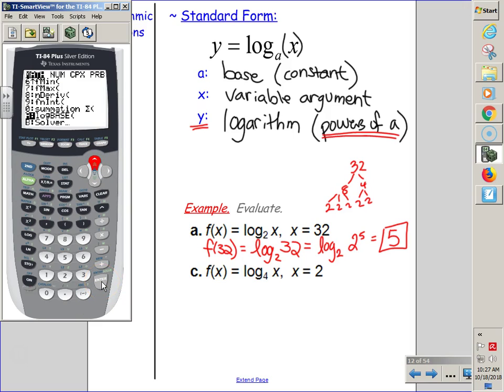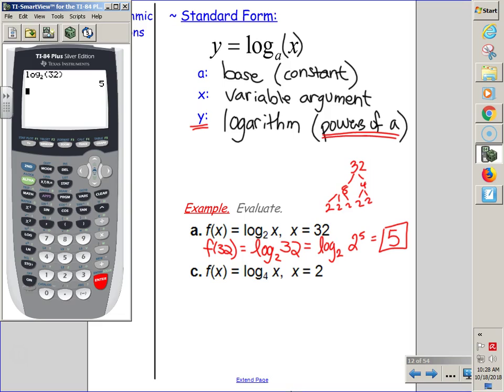Anybody with a calculator without a yellow button? You are good, you are golden, you are ready to go. Because log base says, hey, I got you. And you're like, sweet, thanks. There's a 2, there's a 32. I got 5. If you have a yellow button, you have to use something called the change of base formula that we all have to memorize anyway. It's just not going to be on the screen yet. If you have a yellow button, just sit tight and hang in there.